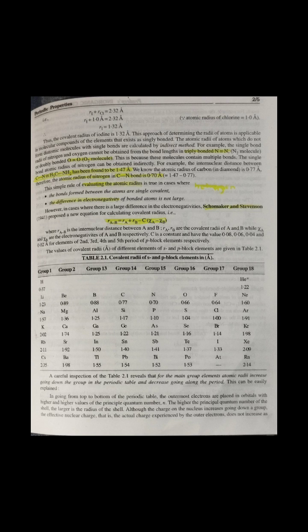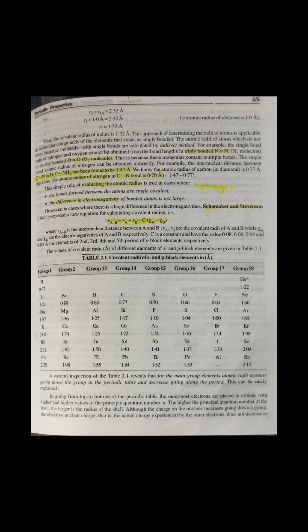This approach of determining the radii of atoms is applicable in the molecular compounds of the elements that exist as single bonded. The atomic radii of elements which do not form diatomic molecules with a single bond are calculated by an indirect method. For example, the single bond radii of nitrogen and oxygen cannot be obtained from the bond length in triple bonded nitrogen or doubly bonded oxygen, because these molecules contain multiple bonds. The single bond atomic radius of nitrogen can be obtained indirectly.